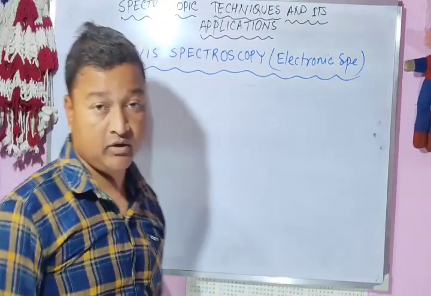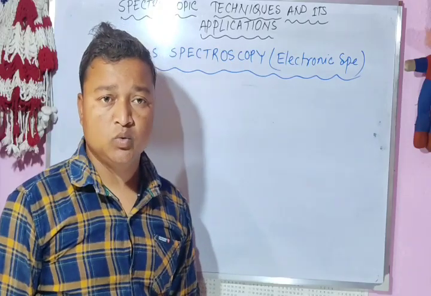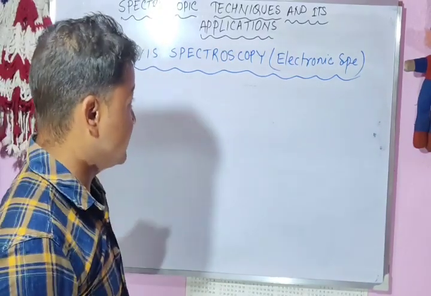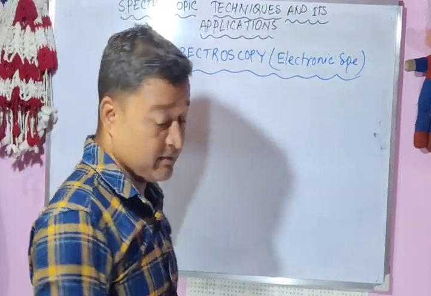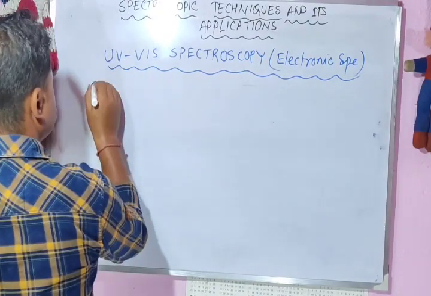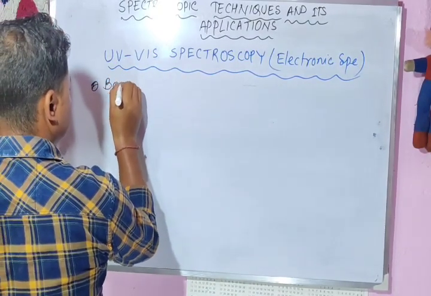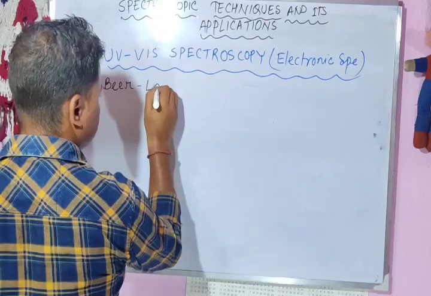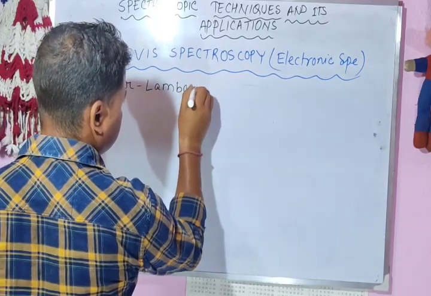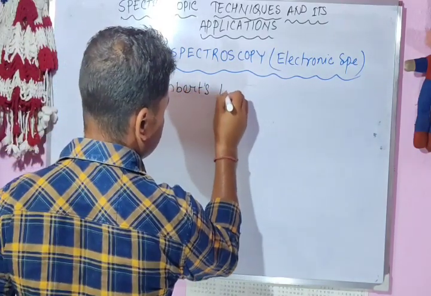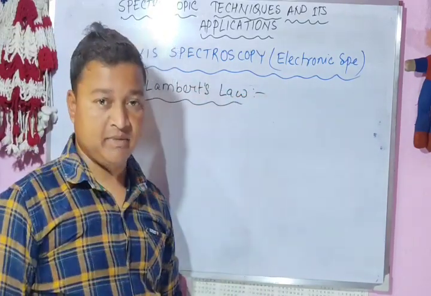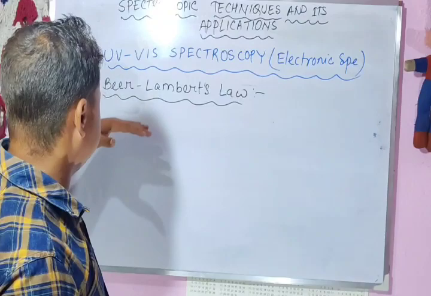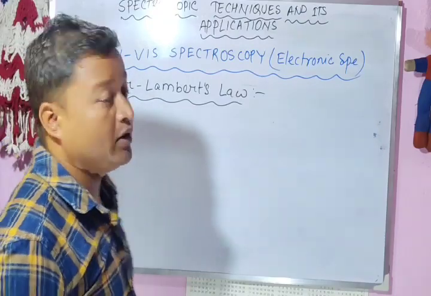Before the discussion about UV visible spectroscopy, we need to know about the Beer-Lambert law. So at first we know the Beer-Lambert law. Beer-Lambert law is an absorption law.